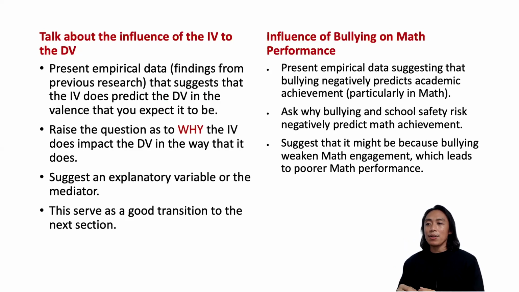So in our example, present empirical data that bullying negatively predicts academic achievement, particularly in math. So that's the funneling that I said. And then the next one is to raise the question as to why the IV does impact the DV in the way that it does.